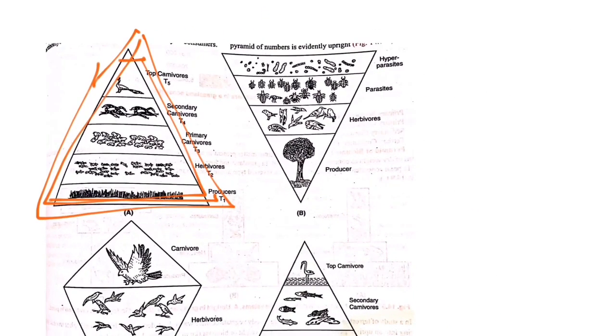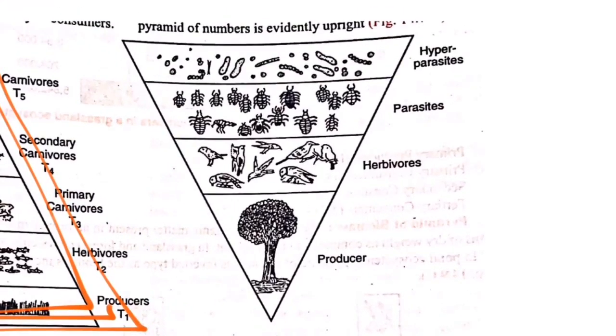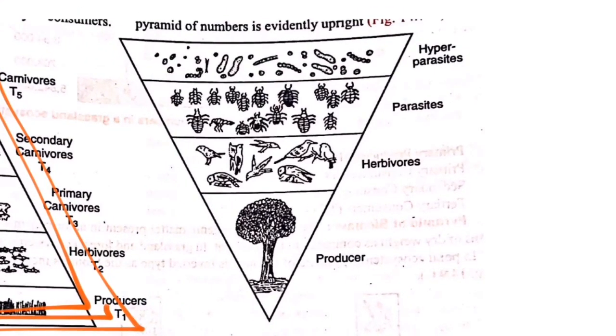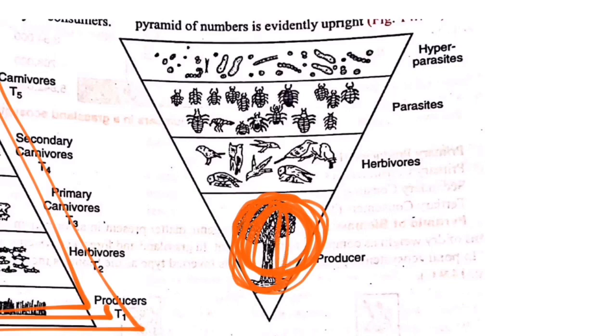What happens in forest ecosystem? In forest ecosystem it becomes inverted. Why is it inverted? The number of producers is very less. Why? Because in a forest, consider a tree, a single tree is there, so its number is only one here. Then what happens? The number of organisms feeding on the tree is a little bit higher when compared to the producer, so they occupy the second position in the inverted pyramid.